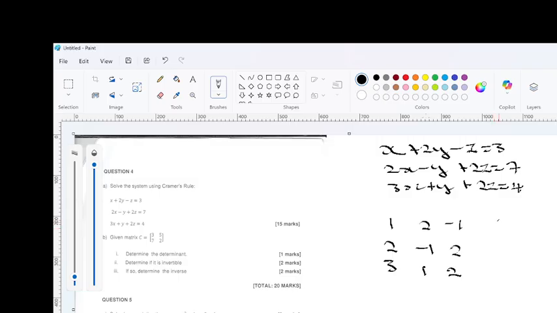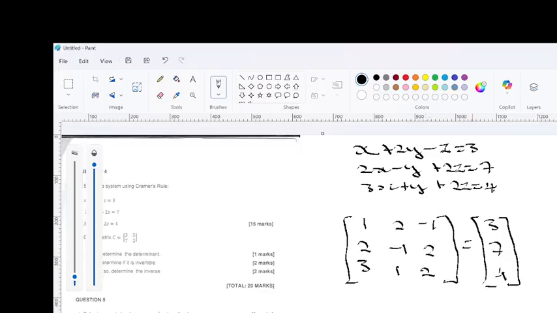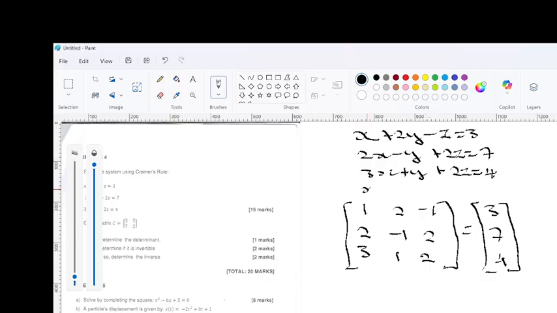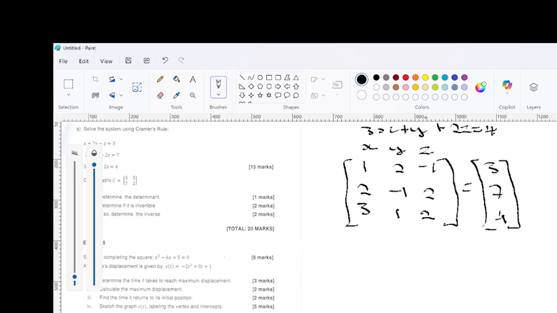Okay, so these are the coefficients of x, y, z that we have. Then this is equal to the answers that we have there: 3, 7, and 4. So these are the answers. Okay, so this is what we have from there. I'll just put this aside somewhere. So we have x, y, z, and these are our answers. From there now, what follows?